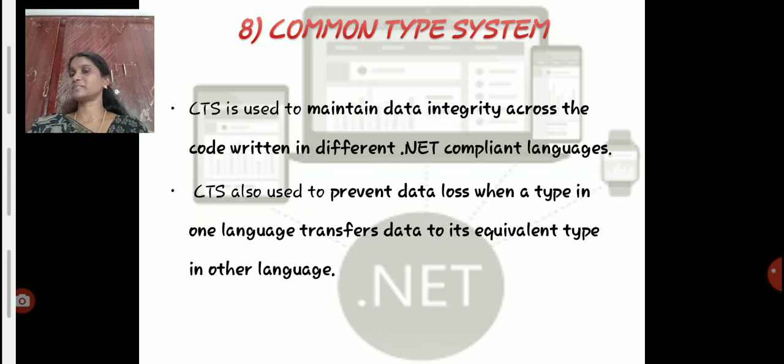Finally, it is common type system. Common type system, shortly known as CTS, is used to maintain data integrity across code written in different .NET compliant languages. It provides compatibility between different codes of different .NET compliant languages, right? So that proves the integrity and the resemblance of software. That is called common type system. It is also used to prevent data loss when a type in one language gets transferred to the equivalent type in another language. It prevents data loss.